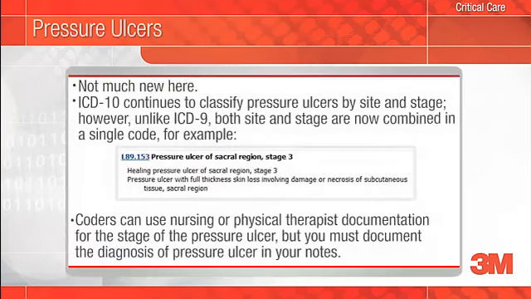The only thing new here is that ICD-10 combines the anatomical site and the stage of the pressure ulcer into a single code. This required two codes in ICD-9. As you may be aware at this point, coders can use nursing or physical therapist documentation for the stage of the pressure ulcer, but you must document the diagnosis of pressure ulcer in your notes in order for it to be coded. It is also important to indicate if the pressure ulcer was present at the time of the patient's admission.